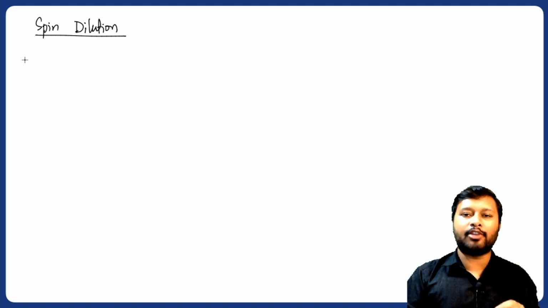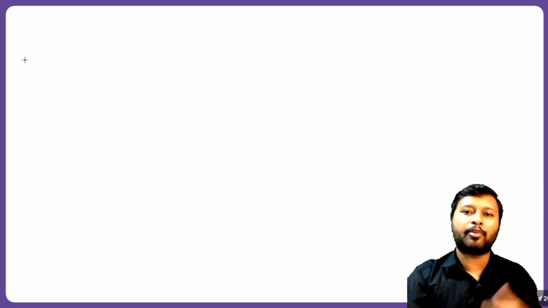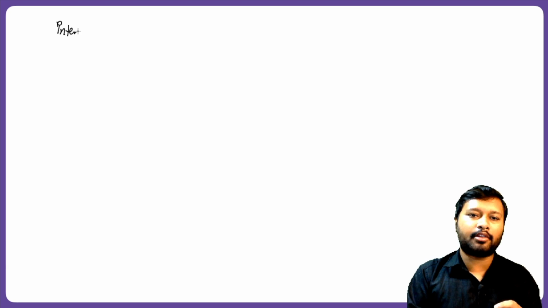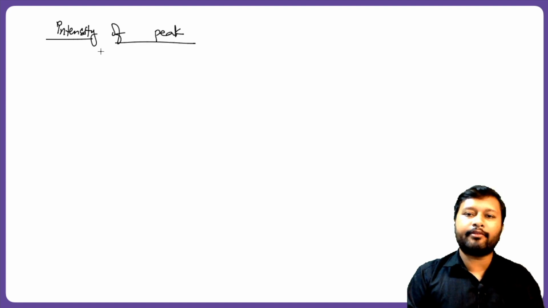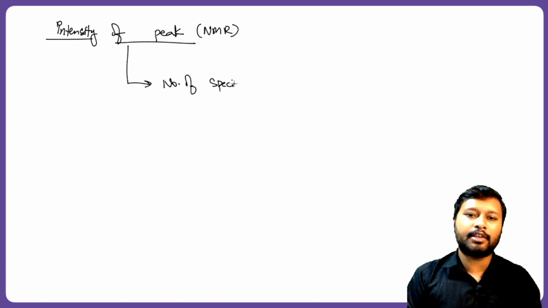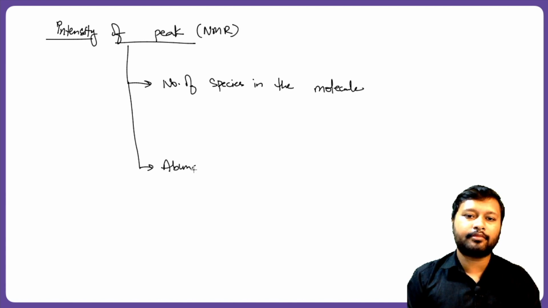But let me first tell you the terms which we are going to look at. The first term is the intensity of the peak. When we are talking about the intensity of a peak in NMR spectroscopy, we are referring to two things. The first is the number of species in the molecule, and the second is the abundance of the species.